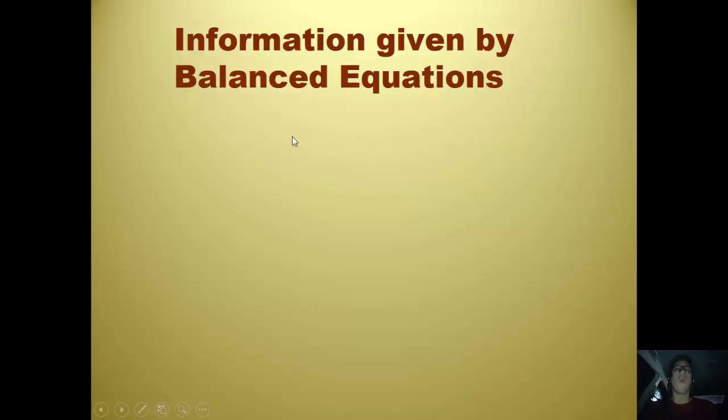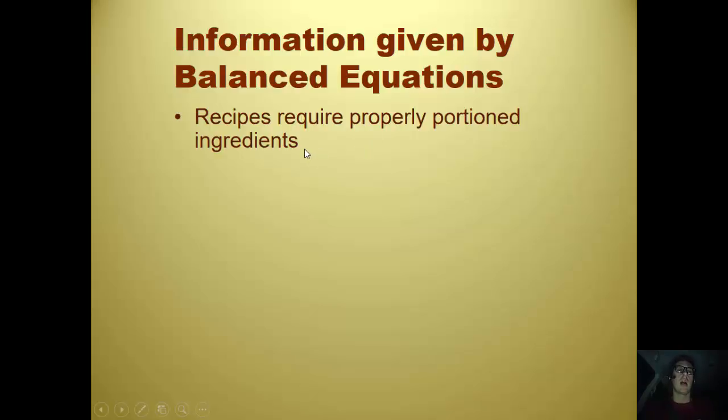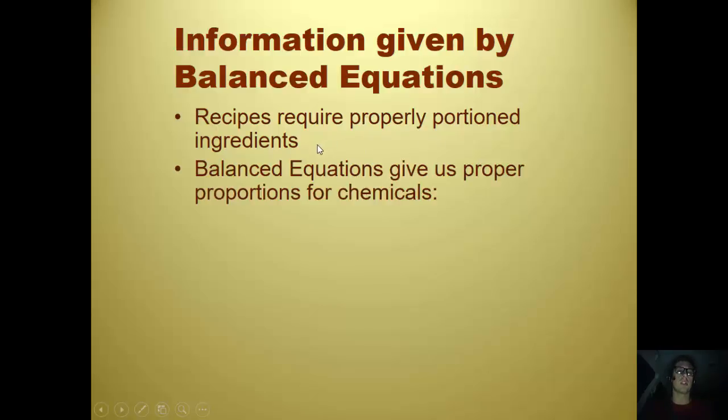So let's talk about information given by balanced equations. Really, why would we bother balancing the equations? We did it. We got good at it. Why do we care? So balanced equations are really just recipes that require properly proportioned ingredients. That's all they are. They give us proper proportions for chemicals.